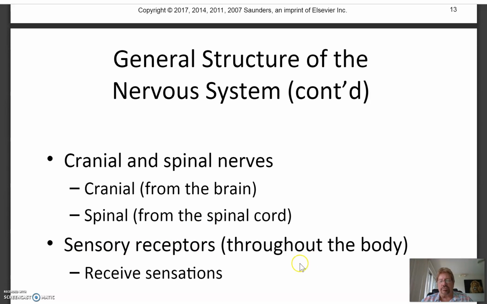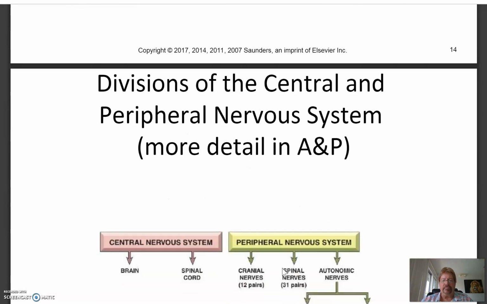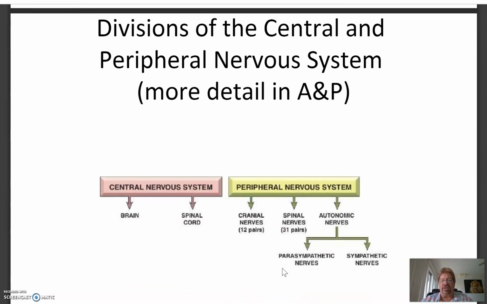There are many sensory receptors throughout the body that receive sensation, like pressure and touch and pain and temperature. Very, very important things that send sensory information up to the brain from the body. Divisions of the CNS and the PNS. More detail in A and P.